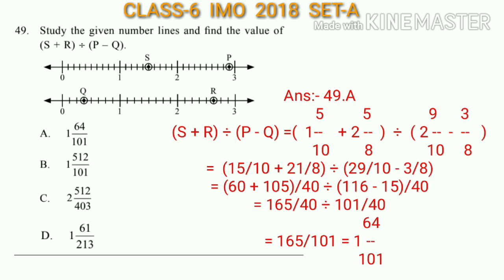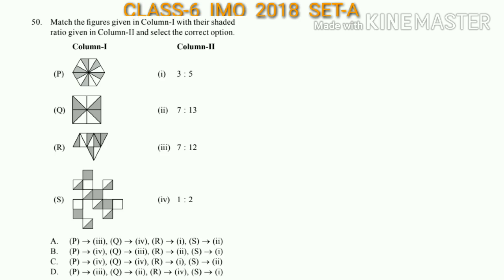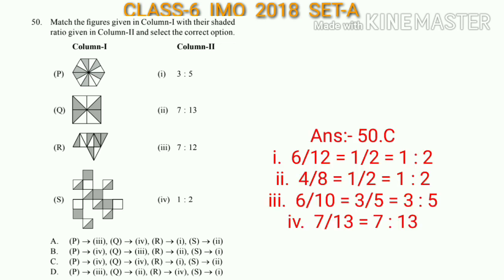Question number 50. Match the figures given in column 1 with the shaded ratio given in column 2 and select the correct option. Look at the figure carefully. There are total 12 parts in P. The number of shaded parts is 6. So the ratio will be 6 by 12, that is 1:2.